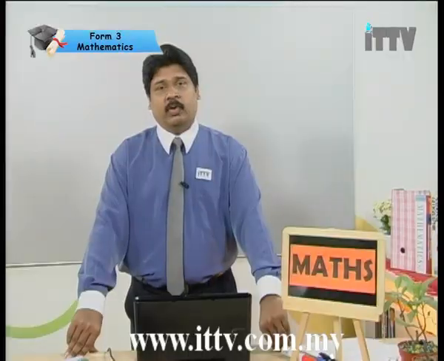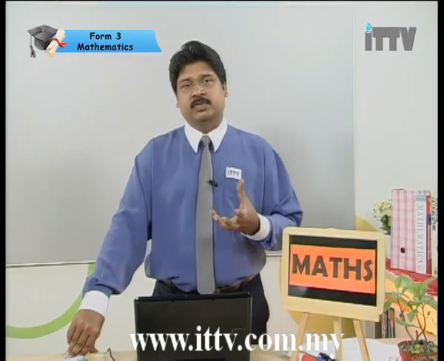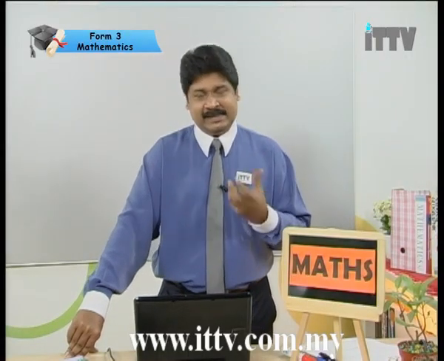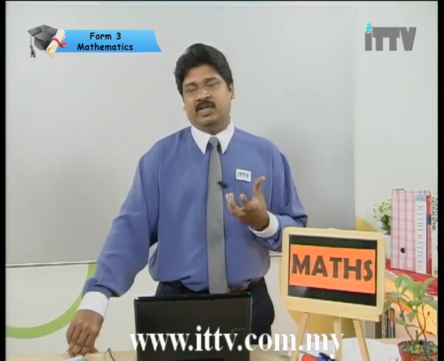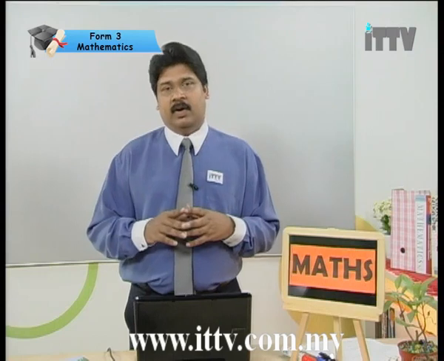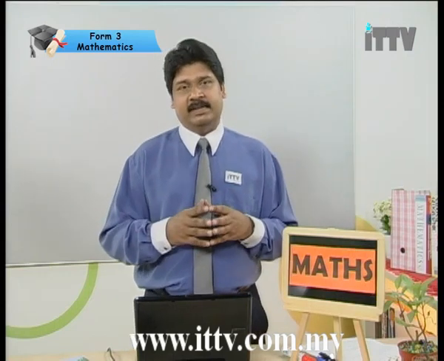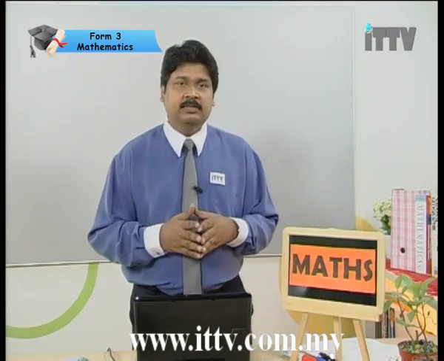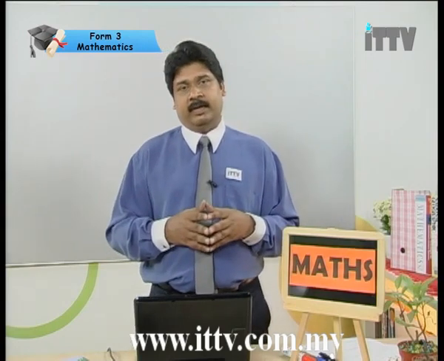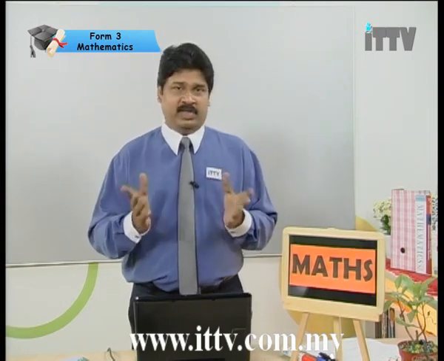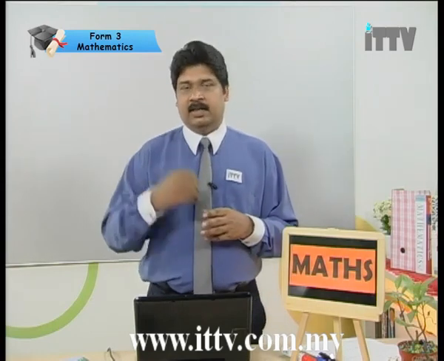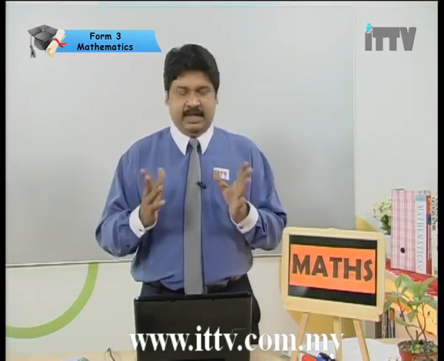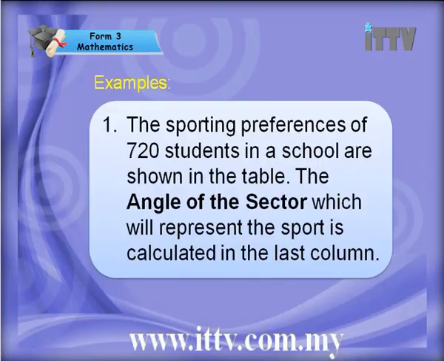Now, what is important here is, in order for us to represent data statistically, we are creating a pie chart. A pie chart is drawn in a circle. In earlier topics we have done on circles, the bigger the angle, the bigger the value it will be. So therefore, in a pie chart, the bigger the angle of the circle, the bigger the value of a given data. Let's look into this example.